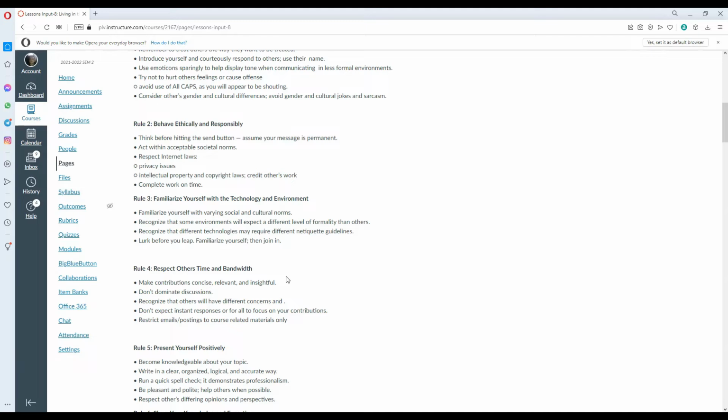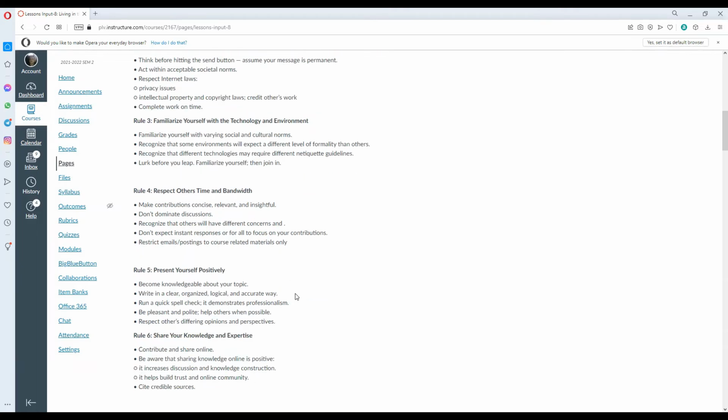Rule number four, respect others' time and bandwidth. Make contributions concise, relevant, and insightful. Don't dominate discussions. Recognize that others will have different concerns and don't expect instant responses or for all to focus on your contribution. Restrict emails or posting to course-related materials only.